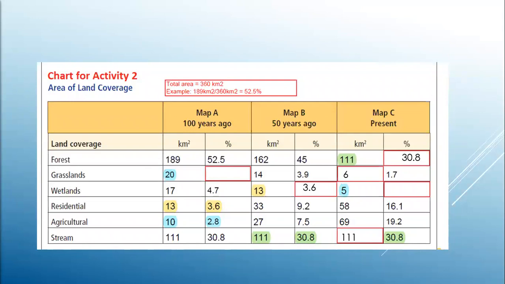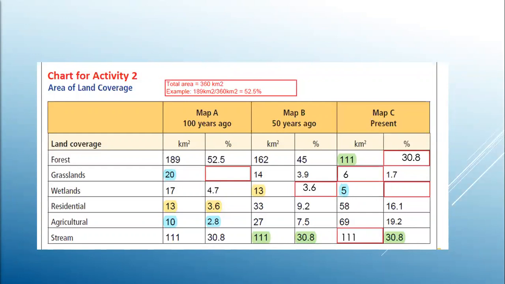So I figured we could do these two together. So we have the grassland at 20 square kilometers. So we want to find the percentage. What we do is we take this 20 divided by 360 and multiply it by 100. If we do that, we get the percentage to be 5.5%. Same thing with the wetlands for map C. We'll take this number 5, we divide it by 360, and then we get our answer to be 1.3%.